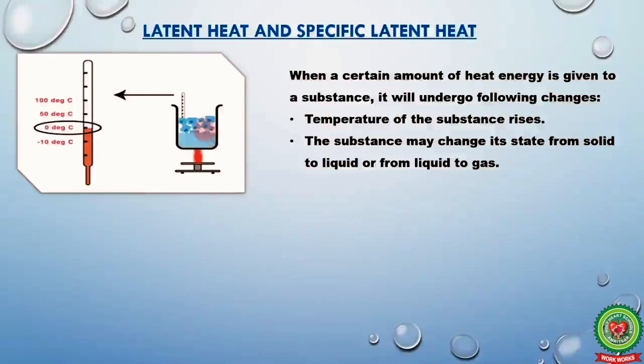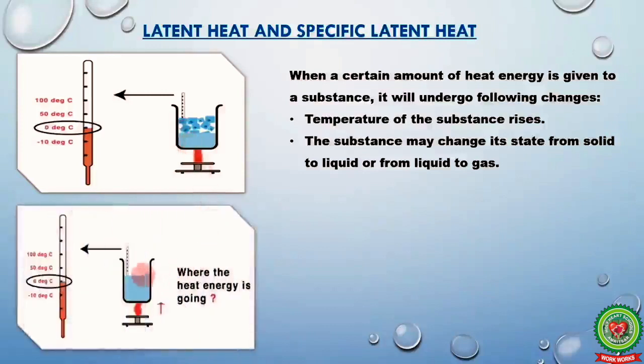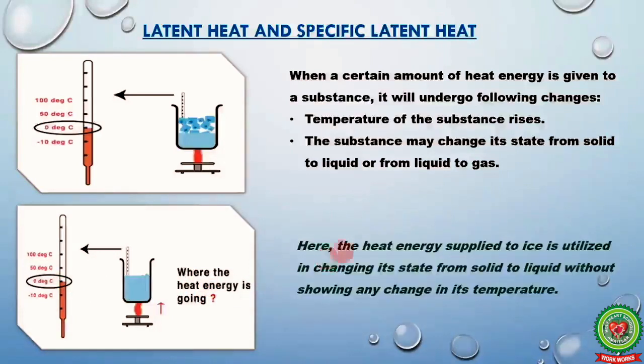For example, if this ice is changing into water, the thermometer will show temperature 0 degrees Celsius until the whole ice is converted into liquid. Even with a continuous supply of heat, the thermometer is showing 0 degrees Celsius. Now the question arises, where is the heat energy going? The answer is, the heat energy supplied to ice is utilized in changing its state from solid to liquid without showing any change in its temperature. It means that this heat energy is hidden. That's why this amount of heat energy is called latent heat, as the word means hidden.